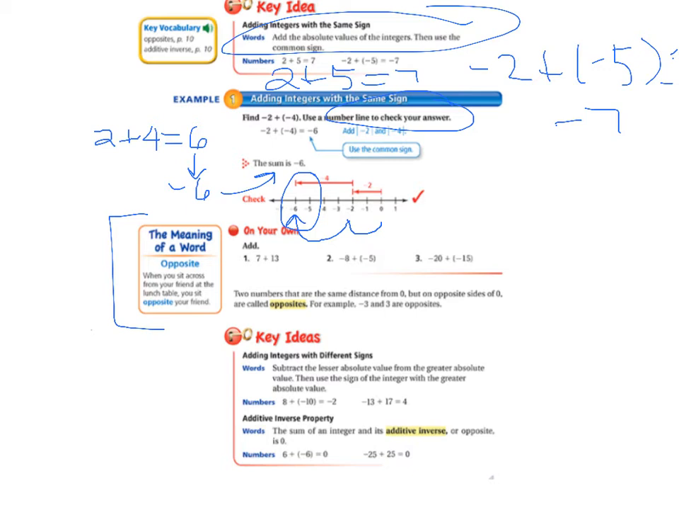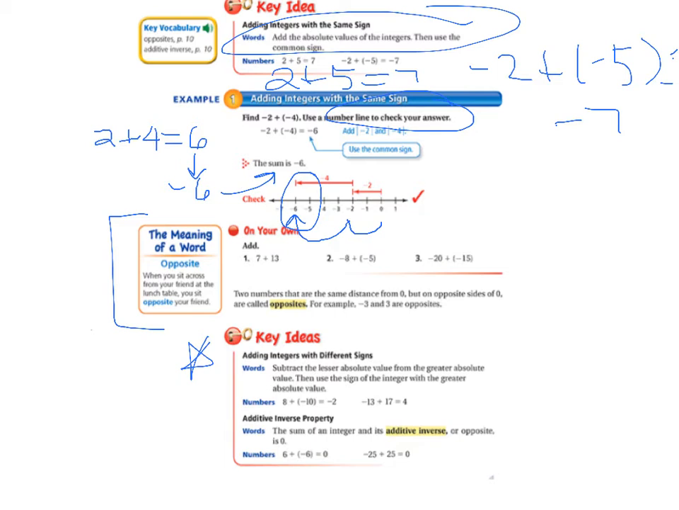And these key ideas are important here. It says adding integers with different signs: we subtract the lesser absolute value from the greater absolute value, then use the sign of the integer with the greater absolute value. So we have some examples here. 8 plus negative 10 equals negative 2. And negative 13 plus 17 equals positive 4.